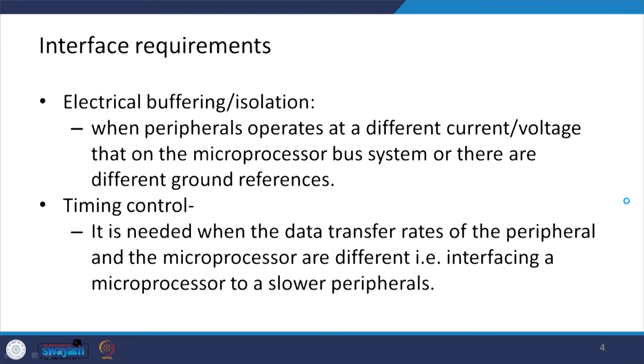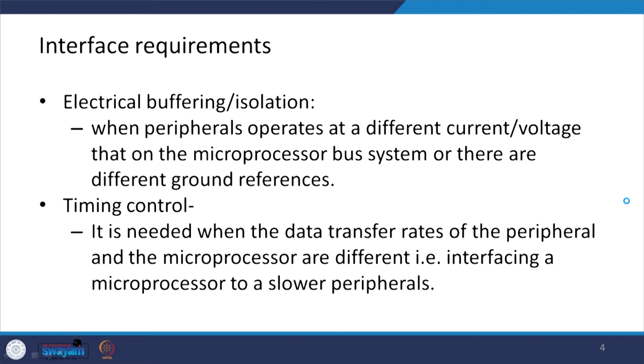First requirement could be electrical buffering and isolation. When peripherals operate at a different current or voltage than the microprocessor bus system, or there are different ground references, then we require electrical buffering or isolation.